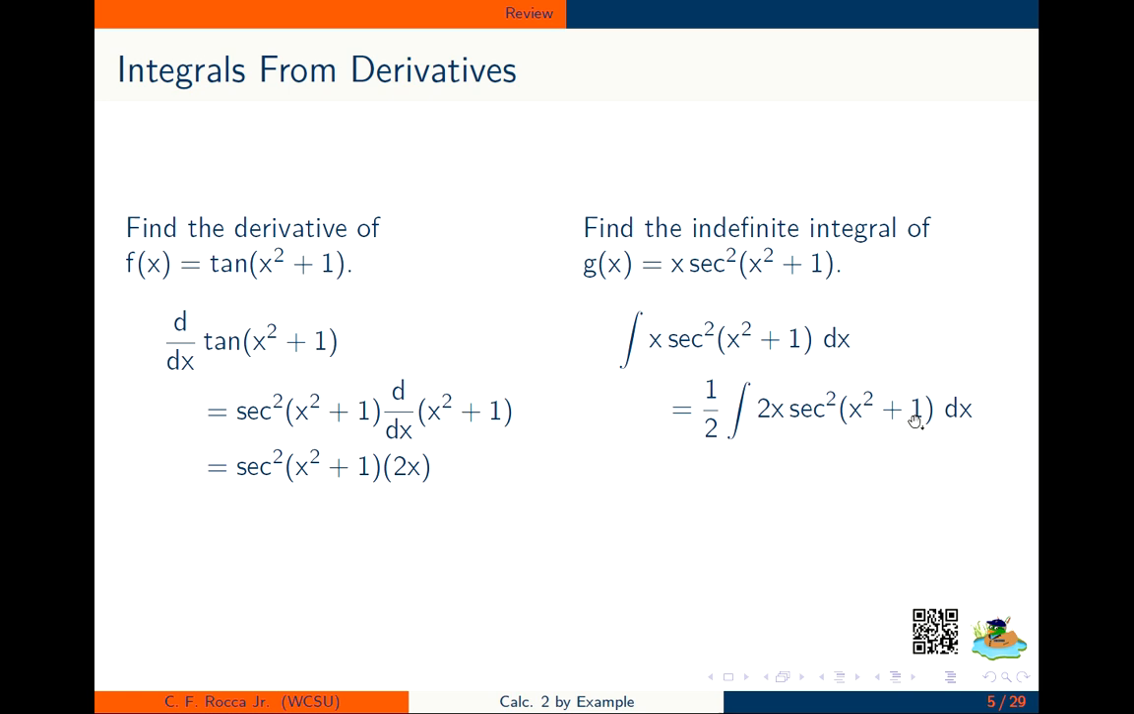And so the indefinite integral will be our tangent of x squared plus 1 with the 1/2 out front. And we need to remember our plus c. Okay? And we remember the plus c because the indefinite integral represents all possible antiderivatives, not just a single antiderivative.